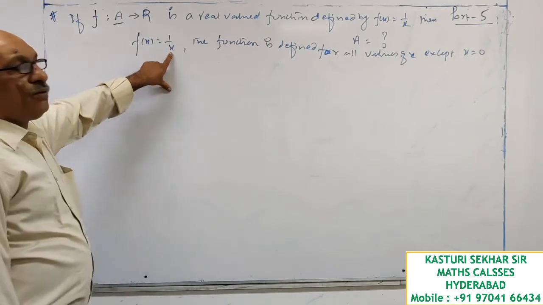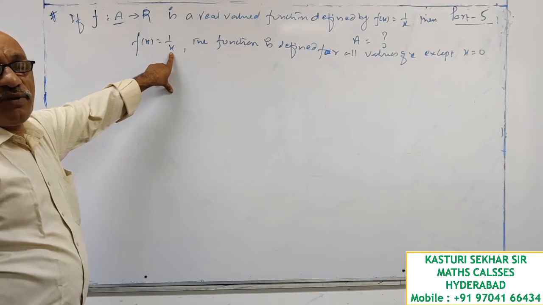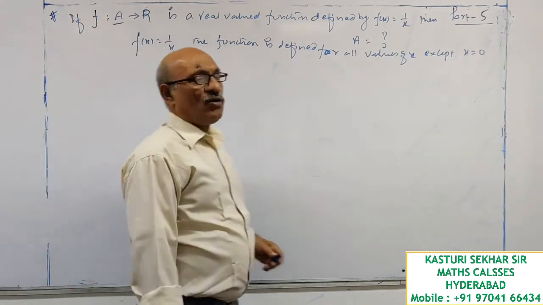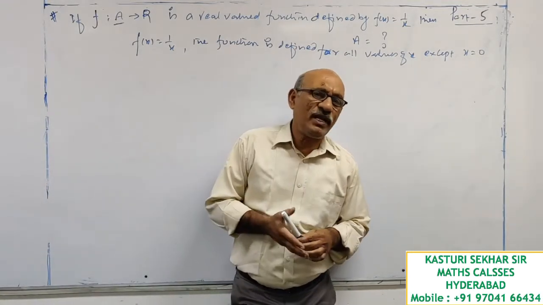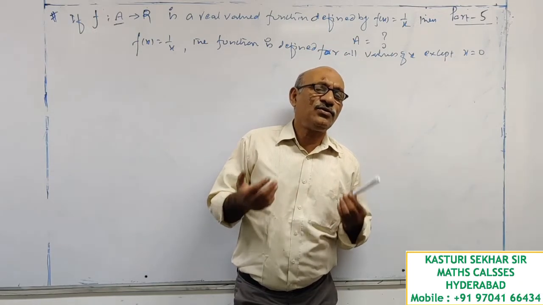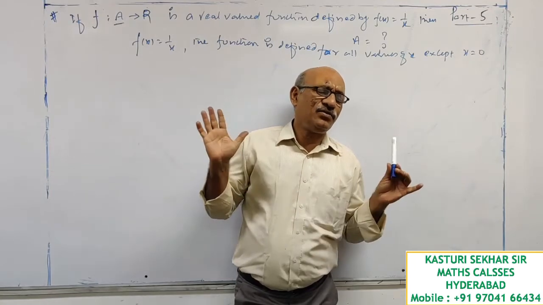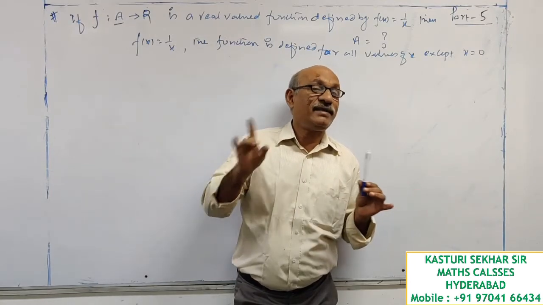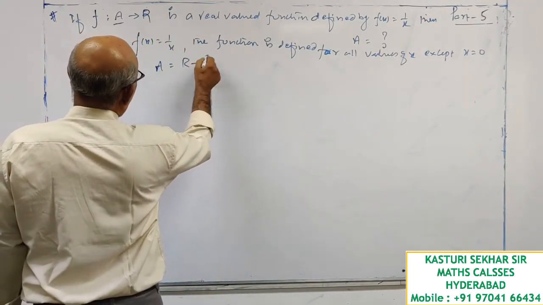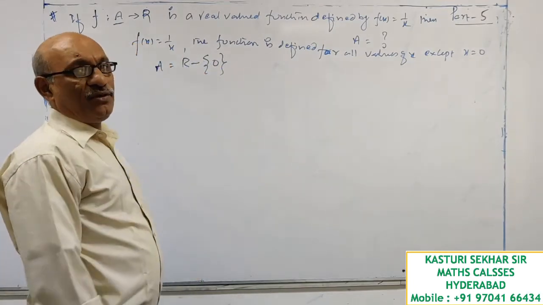When x is equal to 0, it will become 1 by 0, infinity, not defined. Therefore, what values can I give as input to the variable x? You can give any values as input to the variable x except 0. So A is equal to R minus {0}. This singleton set is subtracted from the real values.